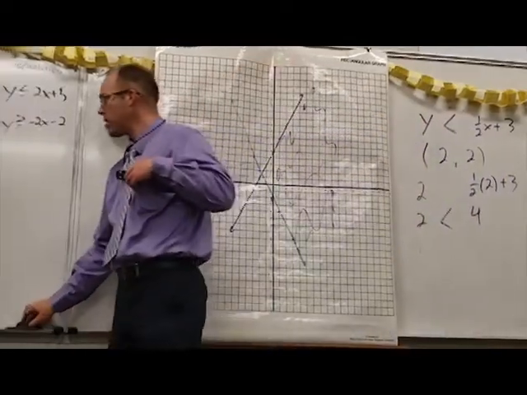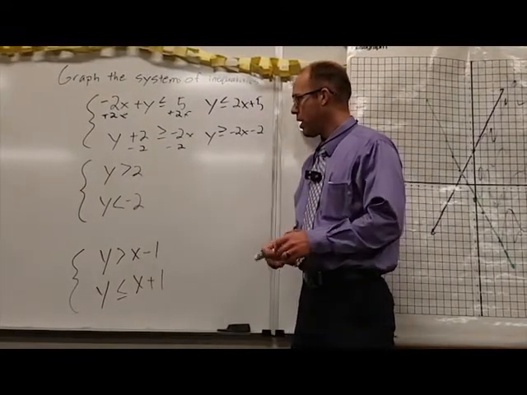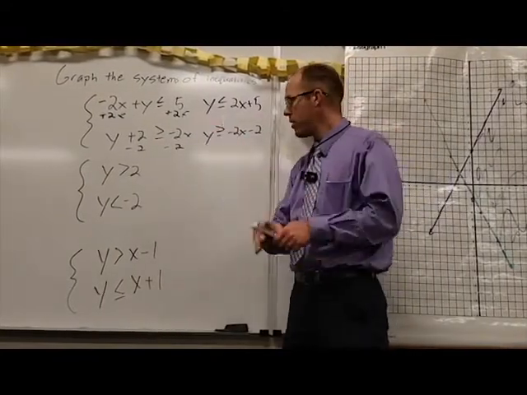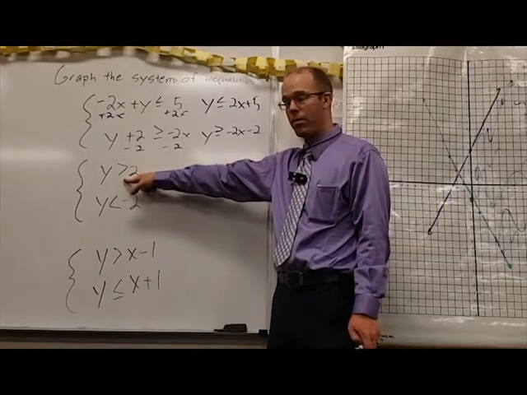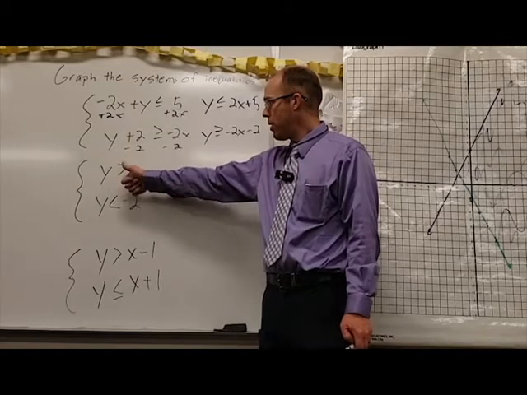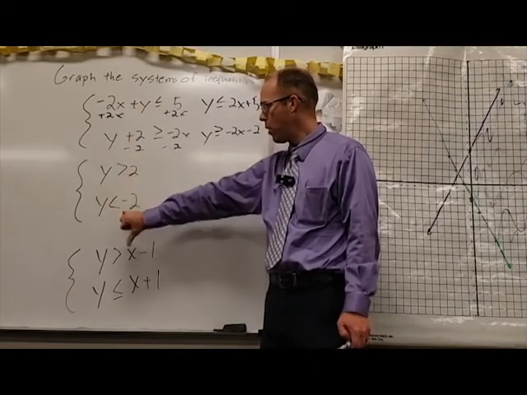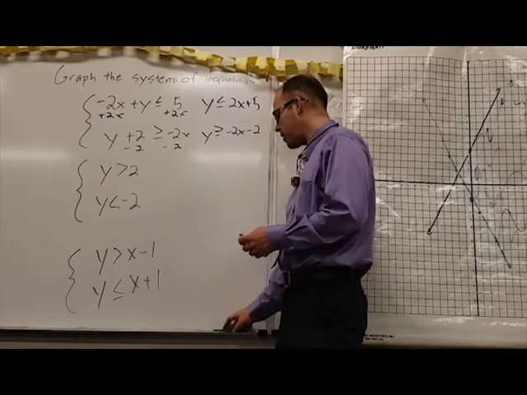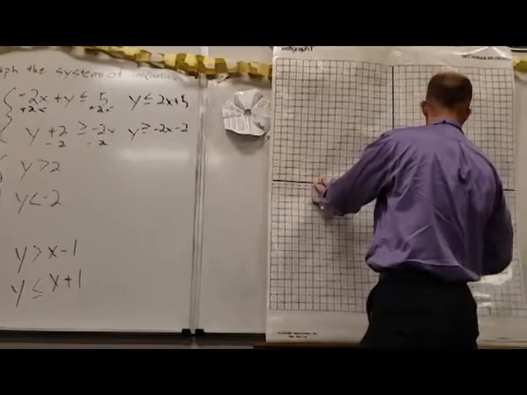Let's do 2 more examples. All right, this one right here, we've got y equals 2 and y equals negative 2. Those are horizontal lines. We're going to make them dashed because there is no equal sign here. And on this one, we're going to shade above it because y values are greater. And on this one, we're going to shade below it because our y values are less. So let's put those on here also in different colors.